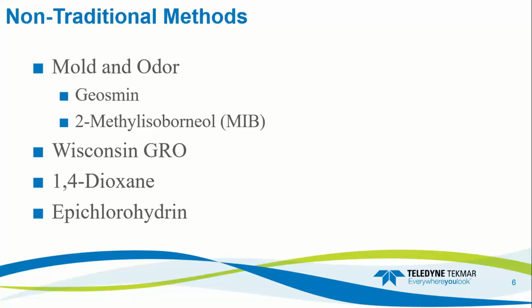So what kind of parameters can we borrow from these applications that would be beneficial for our purge and trap method? Maybe like sample volume, sample temperature, or trace level analysis. Some method development may be needed. Therefore, in this webinar, I want to walk through developing an optimized, specialized method, including explaining why certain parameters are chosen and how they can help your application. Today, we will cover 4 specific non-traditional environmental applications: moldy odor, Wisconsin GRO, 1,4-dioxane, and epichlorohydrin.